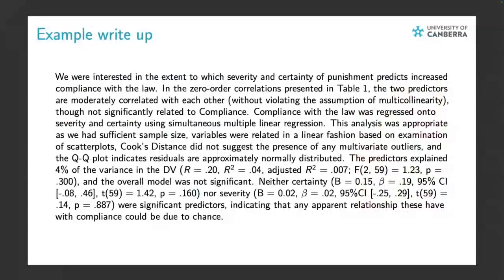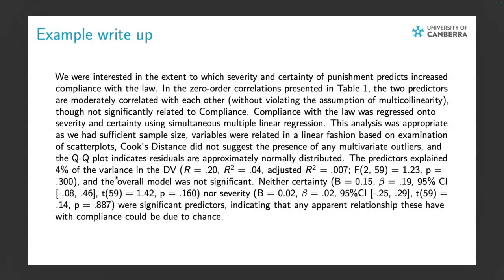Compliance with the law was regressed onto severity and certainty using simultaneous or standard multiple linear regression. This analysis was appropriate, as you could argue we had sufficient sample size, or maybe you could say that we had sufficient sample size and specify the criteria, but not for the other criteria. Variables were related in a linear fashion based on examination of scatter plots. Cook's distance did not suggest the presence of multivariate outliers, and the QQ plot indicates residuals are approximately normally distributed.